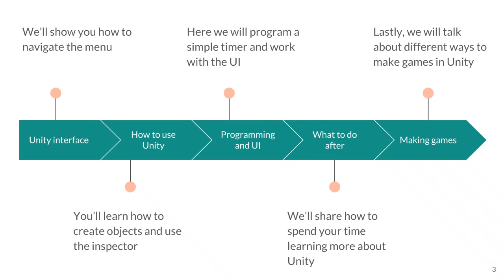All right. First, we're going to go into the interface. Then we're going to show you how to use Unity. We're going to do a little bit of programming. We're going to program a timer, and you get to see how to make UI elements. And then we're going to show you what to do after this tutorial, to help you advance your skills. And then we'll talk about making games in Unity.